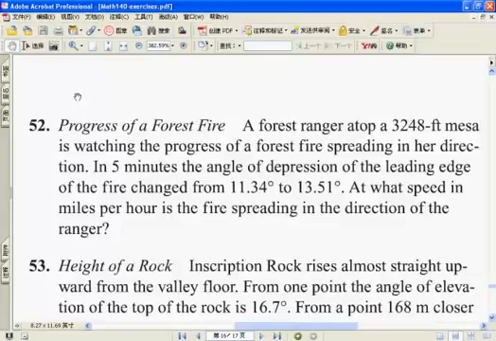And this is a little bit hard. A forest ranger atop a 3248 feet mesa is watching the progress of a forest fire spreading in her direction. Okay, so let's first draw the sketch. So this is problem 52 on page 498.